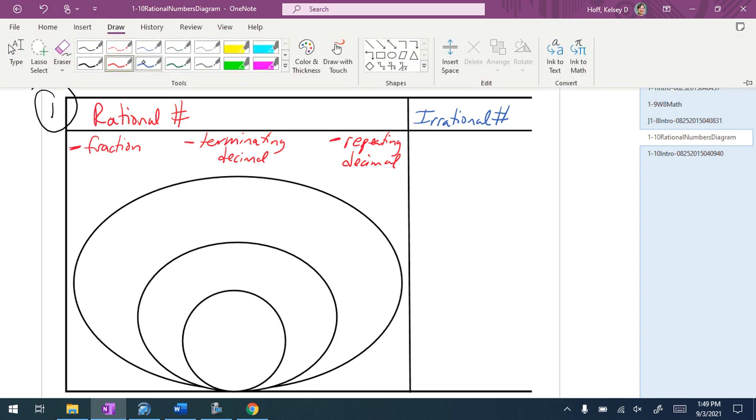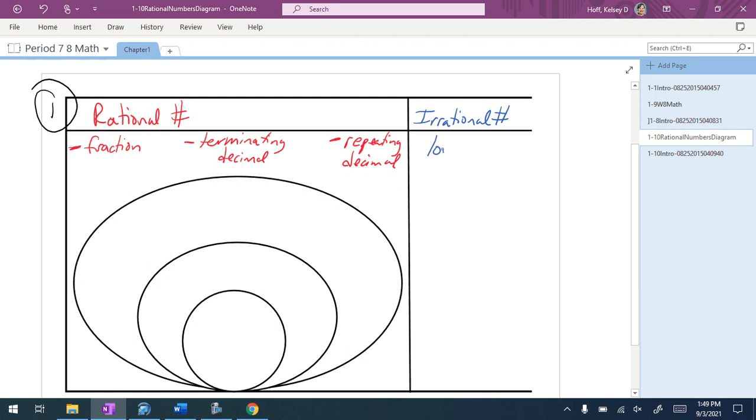Irrational means it is a long, never-ending decimal with no pattern. It's not a repeating decimal. It is a number that goes on in all crazy order. There's no pattern. There's no rhyme or reason to it.